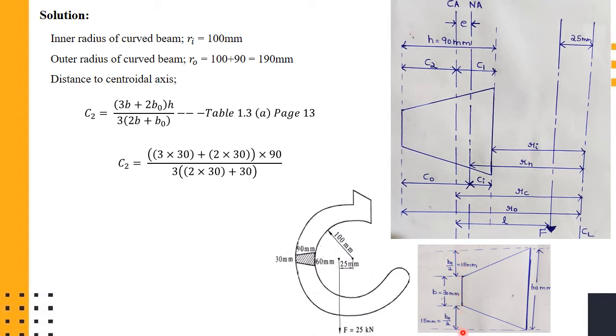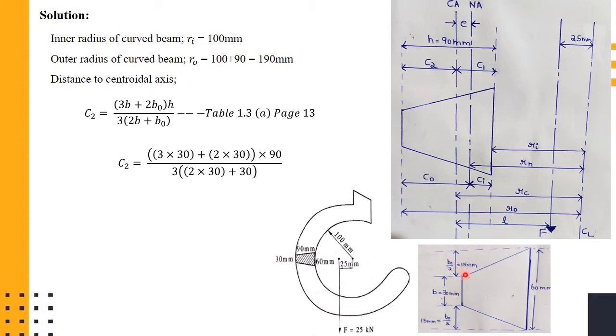Common understanding, it will be 15 mm. Also this distance will be 15 mm. So 15 plus 30 plus 15 will result in 60 mm, right? 15 plus 30 plus 15 will give you 60 mm. So this will be the total value.